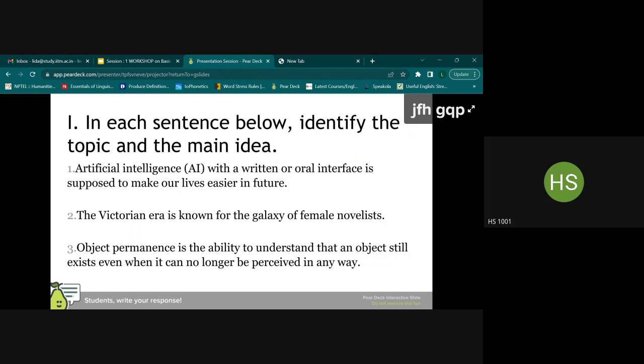Right. So look at this one. In each sentence below, identify the topic and the main idea. We've just seen that the topic sentence is comprised of your topic and the main idea. Now our task here is to identify what the topic is and what the main idea is. Even if you don't want to write, you can skip that part, but at least try and identify what it is and talk about it.